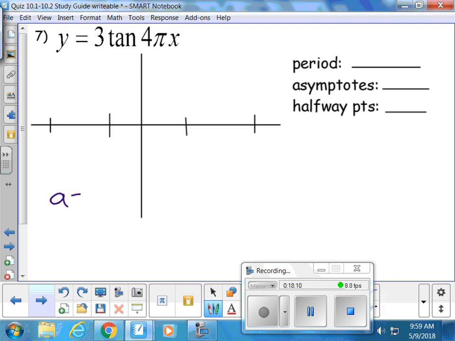All right, number 7. I'll give you a ticket for A and B. Let's go with Ian. A equals 3, B equals 4 pi. Good. 3 and 4 pi.